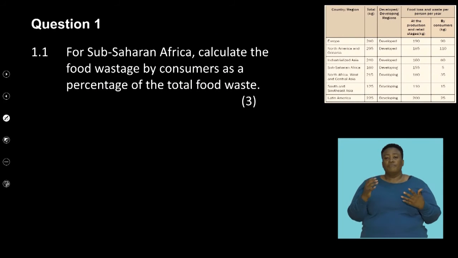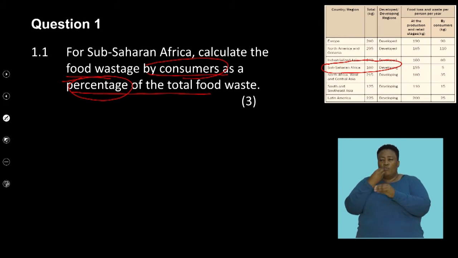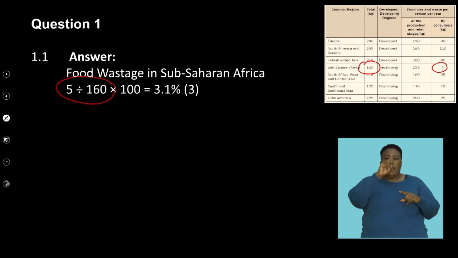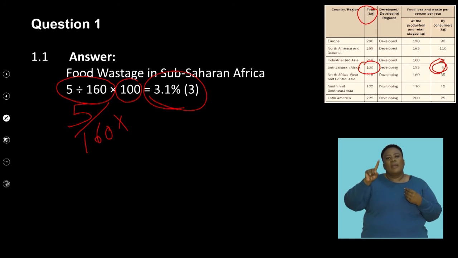Right, so for Sub-Saharan Africa, calculate the food wastage by consumer as a percentage of the total food waste. So we've got to look at Sub-Saharan Africa, this is the group that we're looking at, and we've got to look at the food wastage by the consumer as a percentage of the total food produced. On the next slide, I've indicated that. So there's 5 by 160. We're looking at the 5 there, and the 160 because that's the total that was produced. Of that, 5 kilograms are wasted. So as a proportion, we've got to work out 5 out of 160 times 100. Punch those numbers into a calculator, and it gives you a 3.1% loss of food wastage, which is significantly low when we compare that to the other countries that are much more developed.